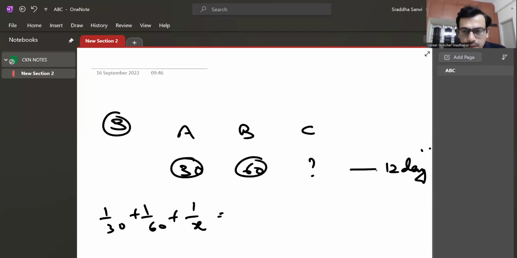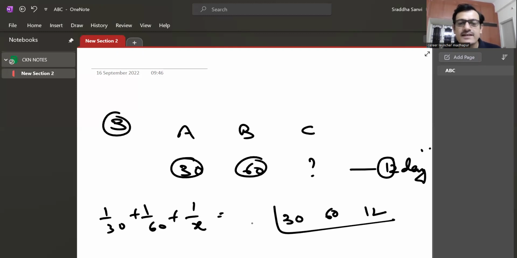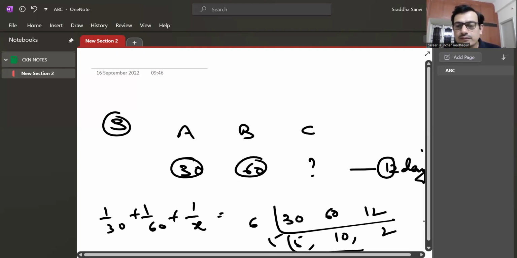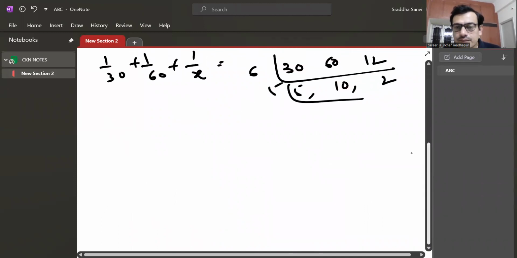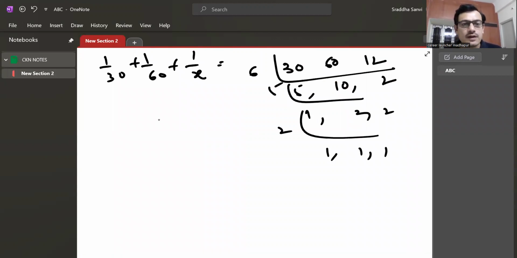Let me identify the numbers here, that is 30, 60 and 12. If I look at the numbers 30, 60 and 12, let me go for their LCM. This is 5 times, this is 10 times, this is 2 times. Again, I'll go for 5, so that I'll be having 1 time, 2 times, 2 times. This is 2, 1 time, 1 time, 1 time. 6 5s are 30, 3 2s are 60. I'll assume the total amount of work is 60 units.